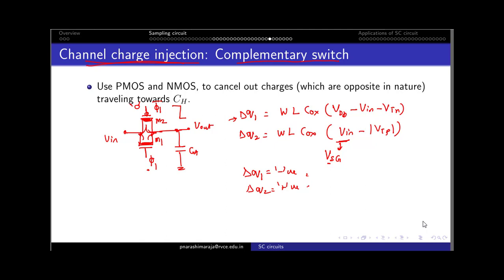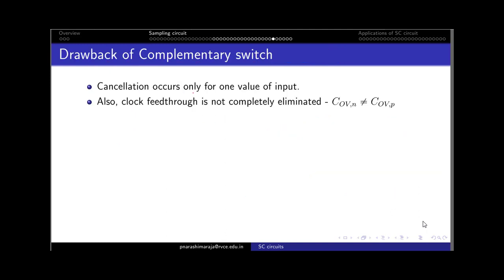But this happens only when Vin is equal to VDD by 2. Remember that these quantities are not equal in general. Even if I assume that my VTN is exactly equal to my VTP, still only for a specific value of Vin could I make delta Q1 exactly equal to delta Q2. So again, this method fails to cancel out all of the channel charges that are moving towards the hold capacitor. As stated before, the cancellation occurs only for one specific value of the input.